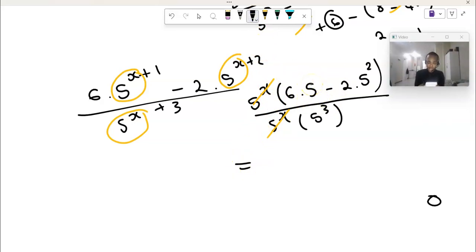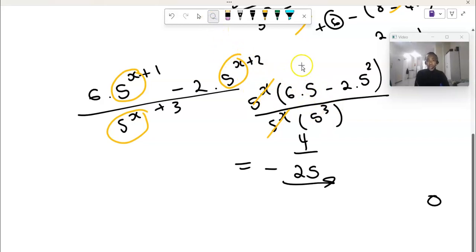You should get 6 times 5, minus 2 times 5 squared, over 5 cubed. Should get negative 4 over 25. So this is how you tackle these exponent questions.